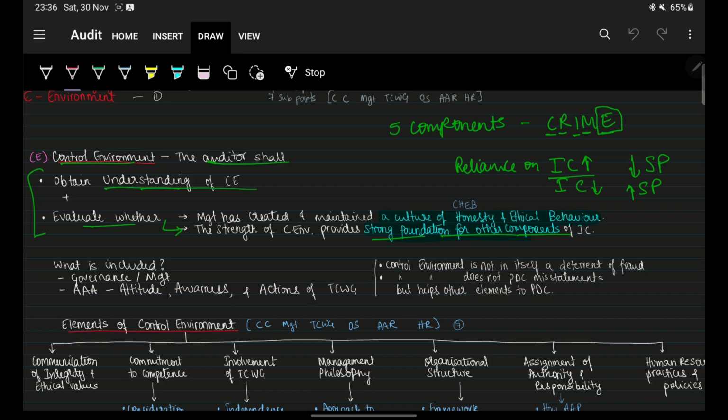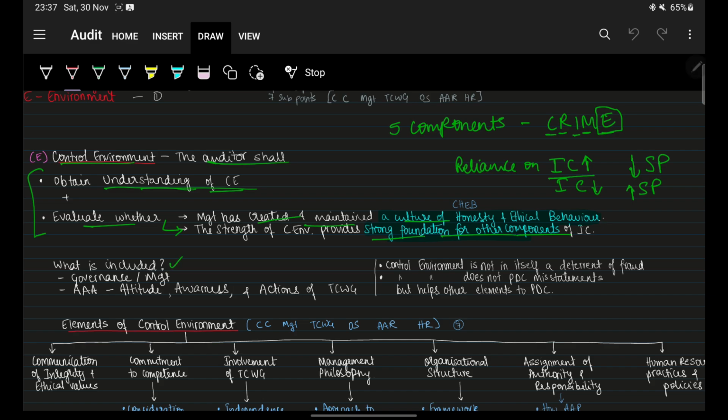Firstly, he has to obtain an understanding of the control environment, and he has to evaluate two things. Firstly, whether management has created and maintained a culture of honesty and ethical behavior, and secondly, whether the strength of the control environment provides a strong foundation for other components of internal control.